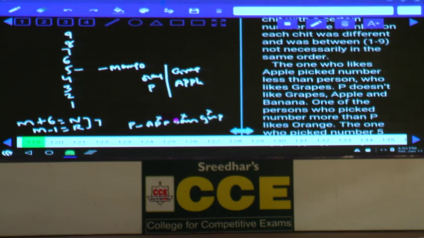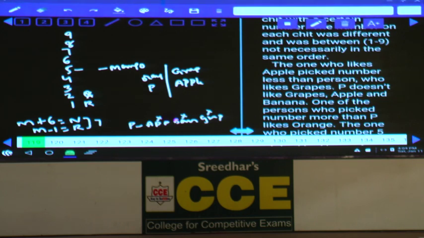M likes kiwi, and Q picked a number twice that of R. As Q is twice R, what are the possibilities for R? R can be 1 or 2. If R is 1, then Q is 2. If Q is 2, then M will be what?